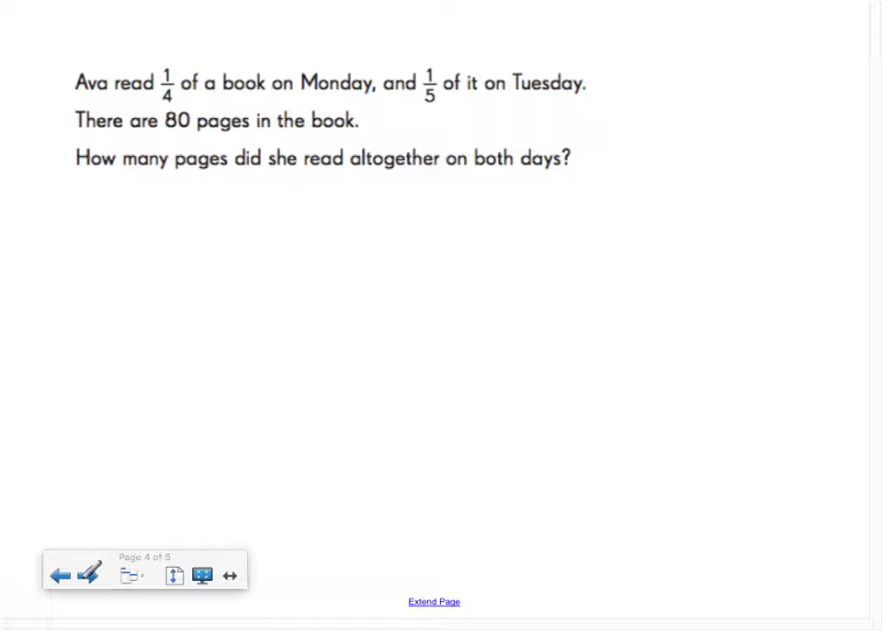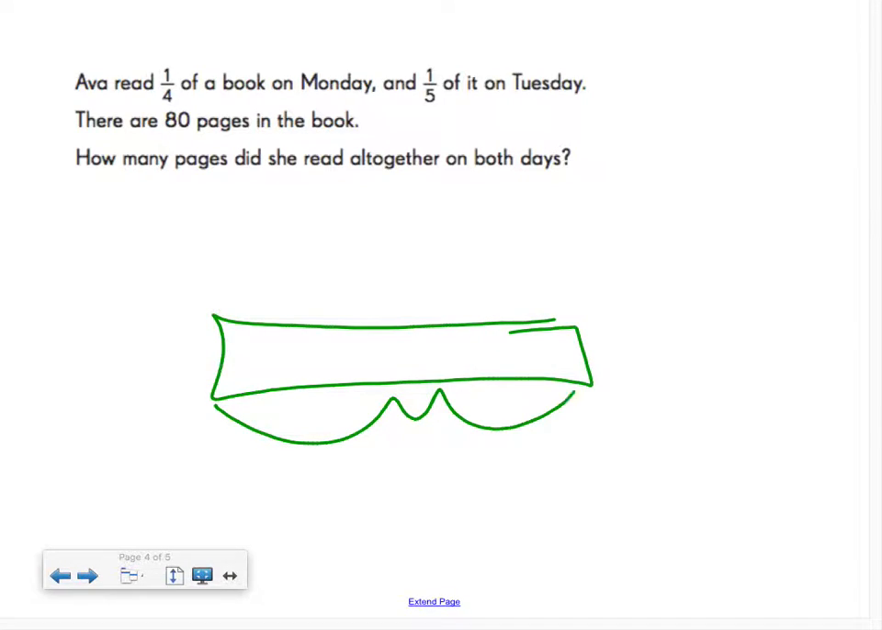It says Ava read 1/4 of a book on Monday, and 1/5 of it on Tuesday. There are 80 pages in the book, so if I'm thinking about this book, already I know there are 80 pages. Okay? Here's my issue, I have two fractions, and already I'm noticing that they don't have the same denominator, and so I don't know what I would divide my 80 into. Okay? So if I'm looking at 1/4 and 1/5, I would have to change these denominators.